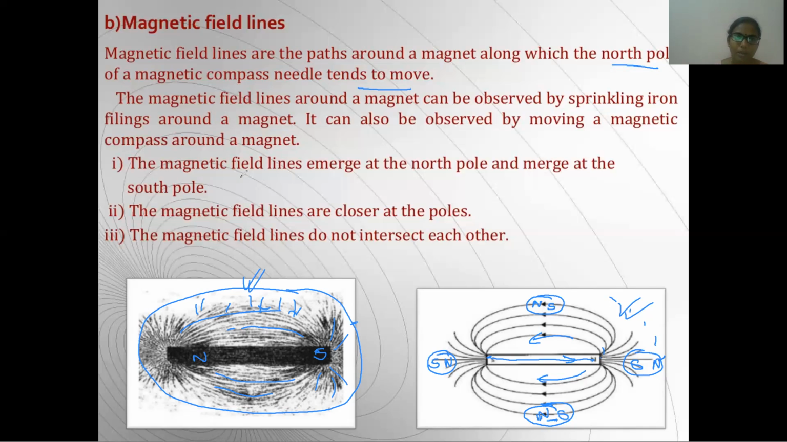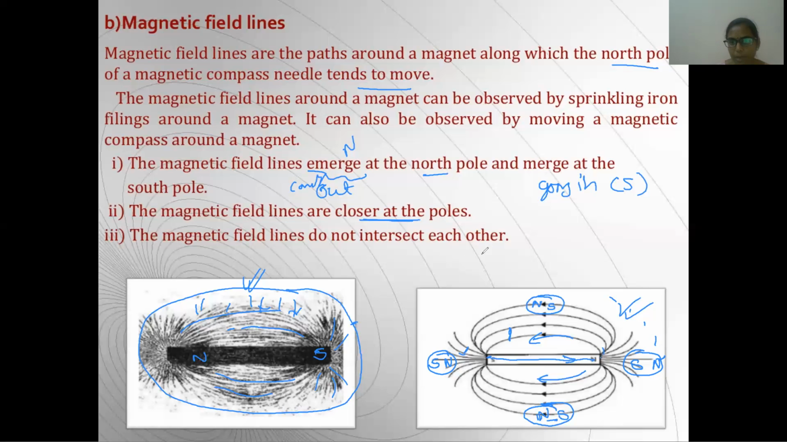You can observe, okay, magnetic field lines emerge at the north pole and merge at the south pole. Emerge means coming out. Merge means coming into contact or going inside. Okay, coming out we call from the north pole. Emerge from the north pole and merge into the south pole. Okay, magnetic field lines are closer at the poles. What will happen? You can see now here the distance is very less, but here you can see more distance. Closer at the poles.